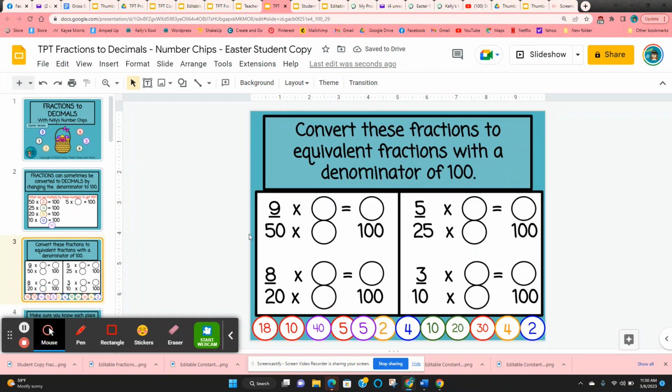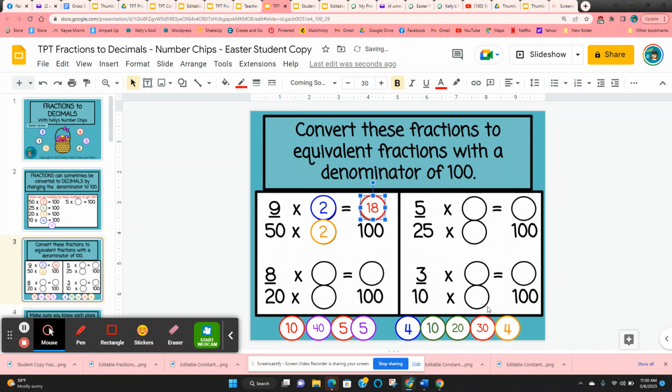On the next slide, they're going to be converting fractions to equivalent fractions with 100 in the denominator. So what they're going to do is determine what they have to multiply by their denominator to get 100. So if they multiply the denominator by 2, they have to also multiply the numerator by 2. And that will give them 18 hundredths. Here they multiply the denominator by 4 to get 100. Then they have to also multiply the numerator by 4. And they would get an equivalent fraction of 20 hundredths. And that's the next step to converting to decimals.